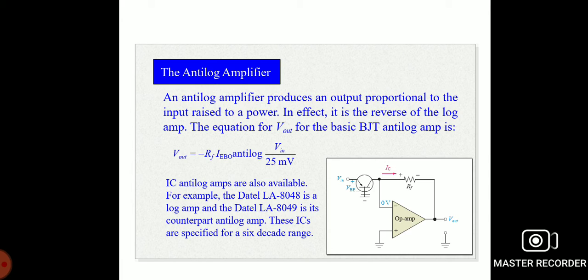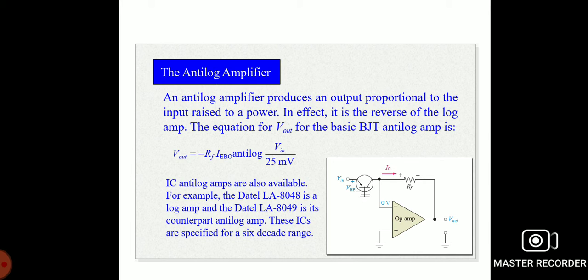Here, IC anti-log amplifiers are also available. For example, the Analog Devices AD8048 is a log amplifier and the AD8049 is its counterpart anti-log amplifier. These ICs are specified for 6 decade ranges.